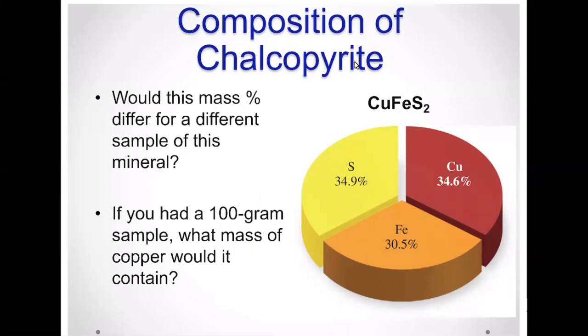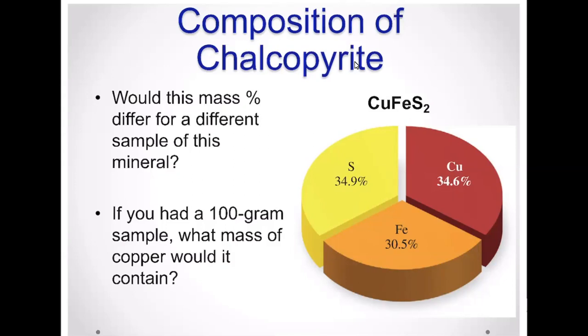So here's a question: would this mass percent differ for a different sample of this mineral? Let's say we didn't have the 3.67 gram sample, we had a larger sample or a smaller sample. Would the percent by mass be different? The answer is no, because this is the mass percent that's found in this compound, and this compound is not changing. So it doesn't matter if you have a lot or a little, these percentages will be the same.